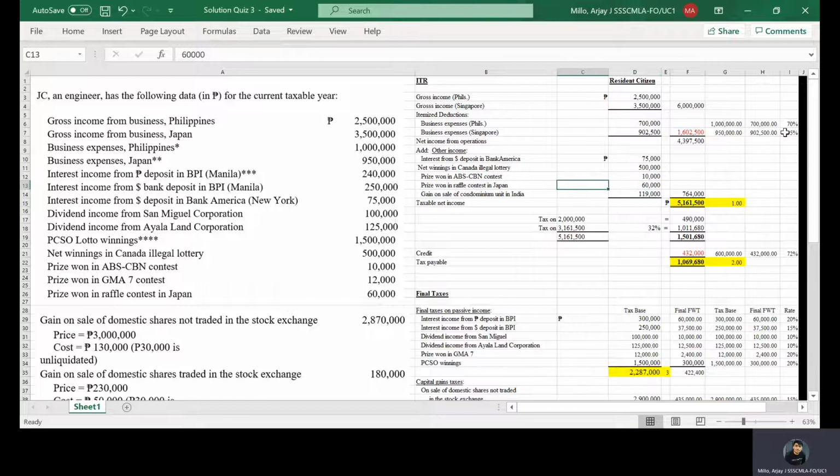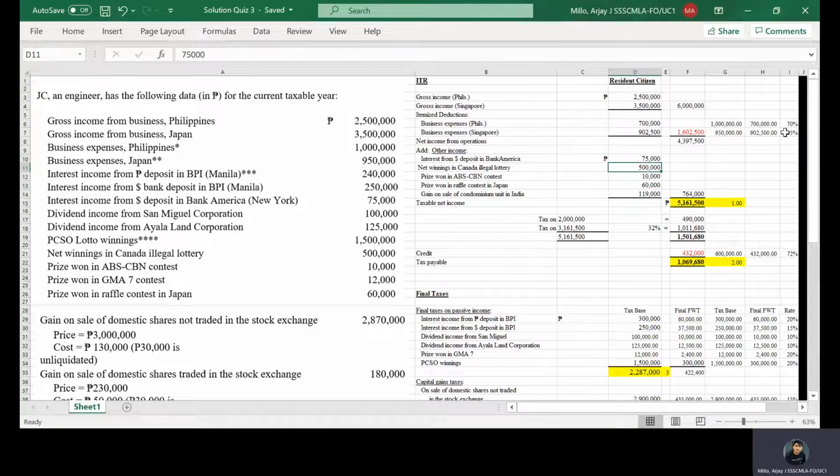So that's 60,000 since ang situs niya is outside the Philippines and he is a resident citizen. And lastly, the gain on sale of condominium unit in India, the situs of the taxation is in India since the real property involved is located outside of the Philippines. So since he is a resident citizen, kailangan din siyang i-report under ITR.